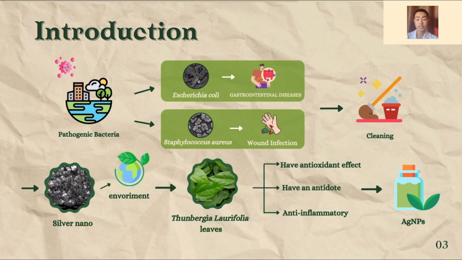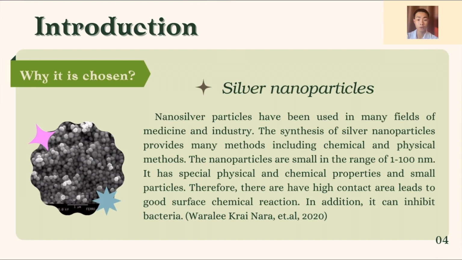First, we start with the introduction. Contamination in the environment affects the health of people living in that area, particularly through disease that can spread in the environment. So, prevention of infection is cleaning. Silver nano is one of many alternatives. Furthermore, there are three ways to synthesize silver nanoparticles: the chemical approach, the physical approach, and the biological approach.